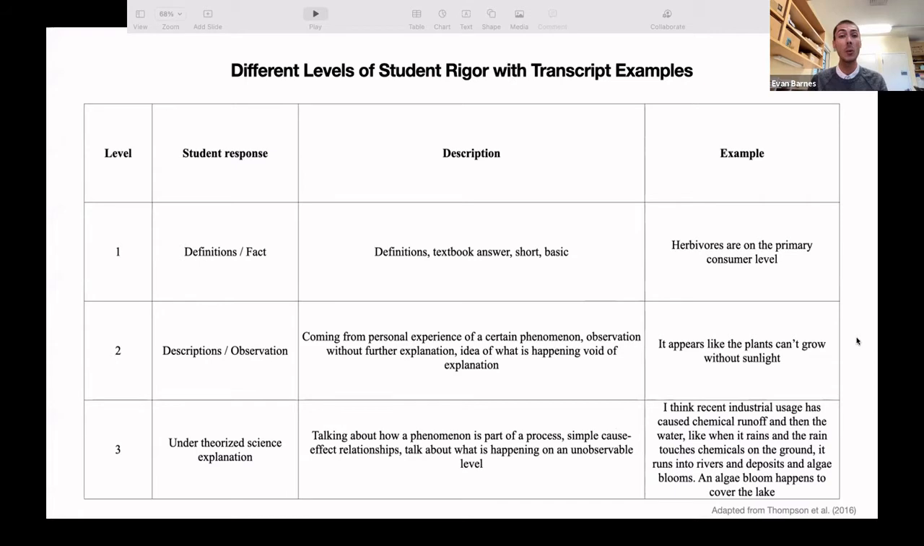The lowest level of rigor was simply students responding with a definition or fact. The second, moderate level is descriptions or observations. And the final level was basically explanation, or proposing some sort of explanation. And here are some examples. I know we don't have time to look at all of them individually here, but this is to give you an overview of the different levels, different categories.